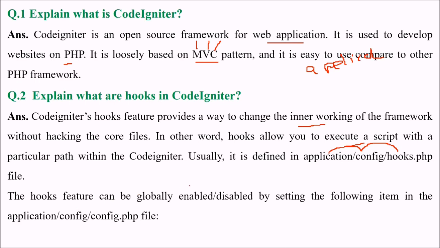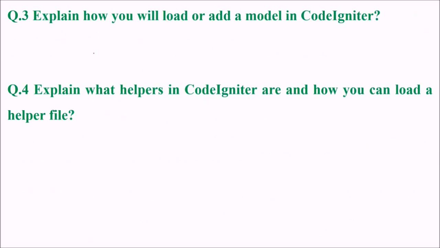Then the hook feature can also be enabled or disabled. You can just go to application, config, and the config.php file, and set config enable hooks to true, or if you want to disable it, you can set it to false.